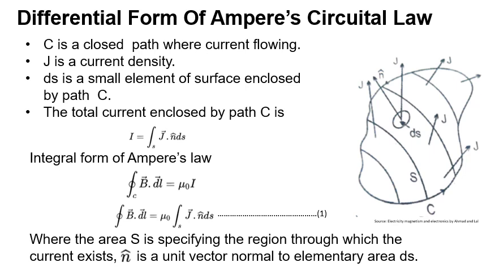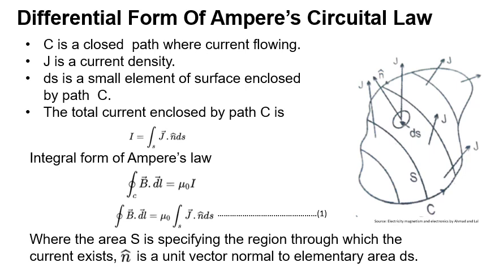Differential form of Ampere's circuital law. In this figure, C is a closed path where current is flowing, J is the current density and ds is a small element of surface enclosed by the path C. The total current enclosed by the path C is I, and I equals surface integral of vector J dot unit vector n ds. From the integral form of Ampere's law, we know closed integral of vector B dot vector dl is equal to mu naught I.